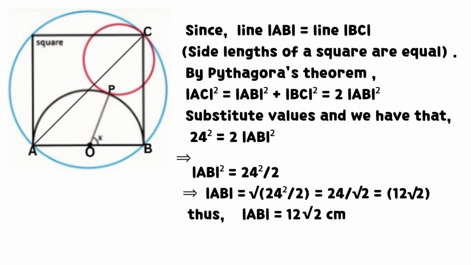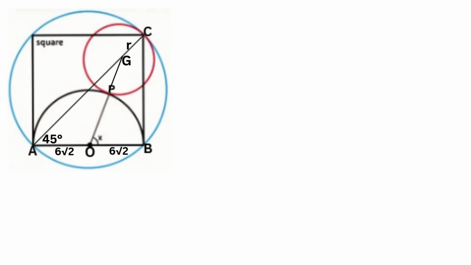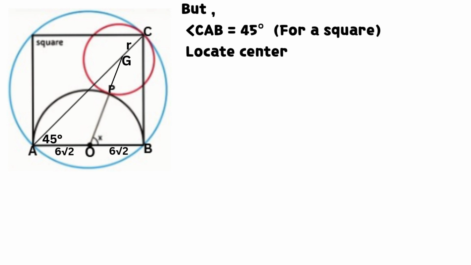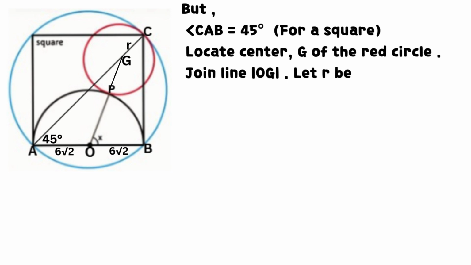In centimeters. Let us find the angle which the line AC makes with the baseline AB. Also, we will locate the center of the red circle. Since line AC is the diagonal of the square, angle CAB equals 45 degrees. This rule is for square. Locate center G of the red circle.